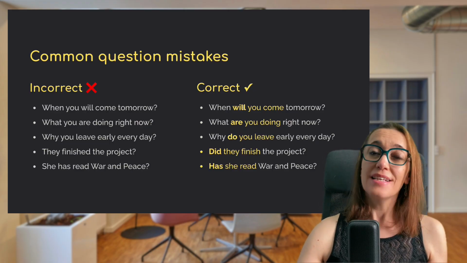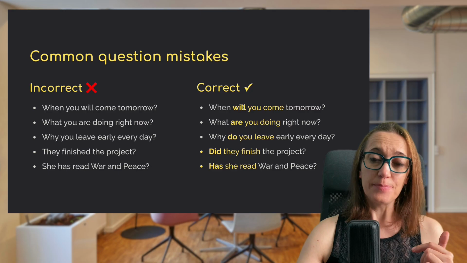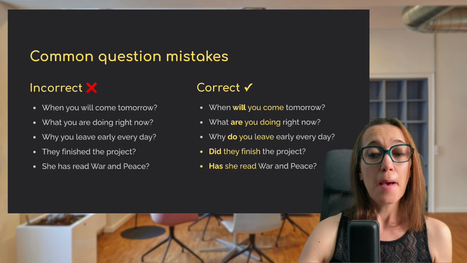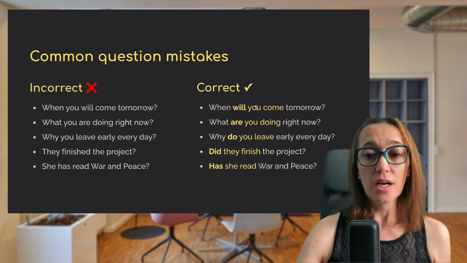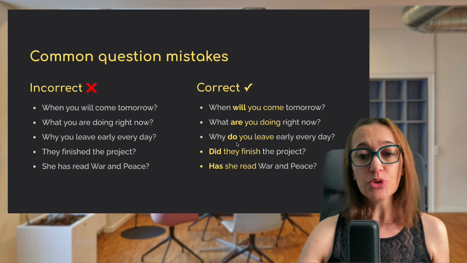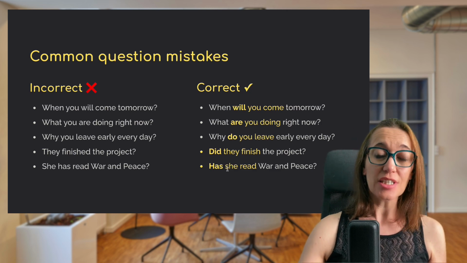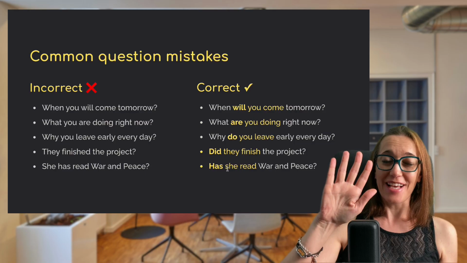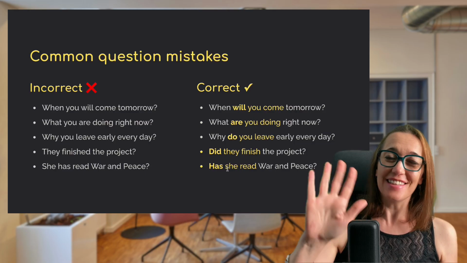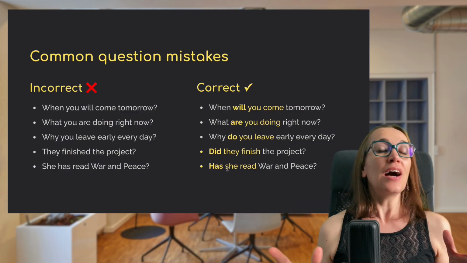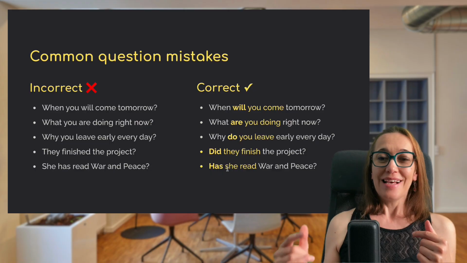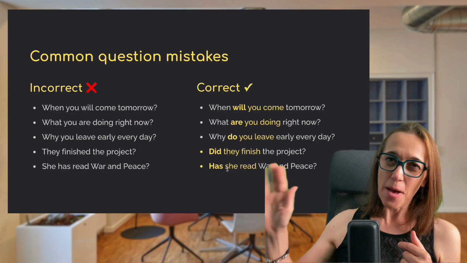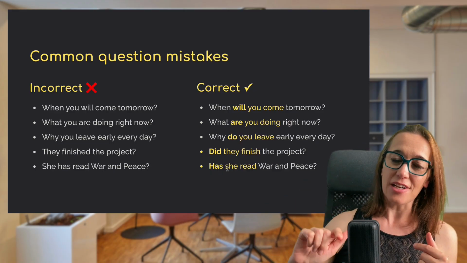Auxiliary verbs, as I said earlier, come before the subject. Will you? Are you? Do you? Did they? Has she? That's the order of a question. Remember this magic high five. All right, it's going to help you. Good. Now, what we're going to do is see the magic high five in action.